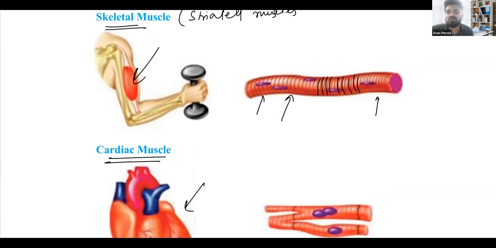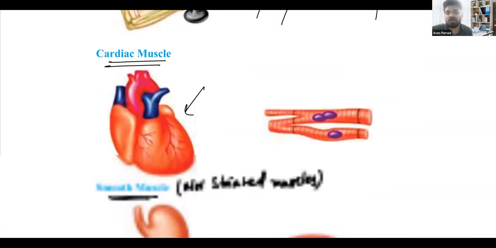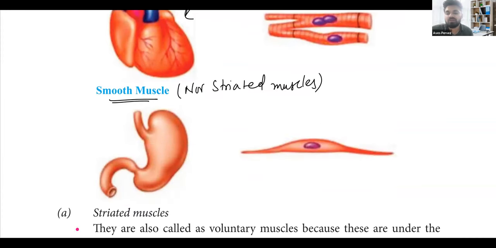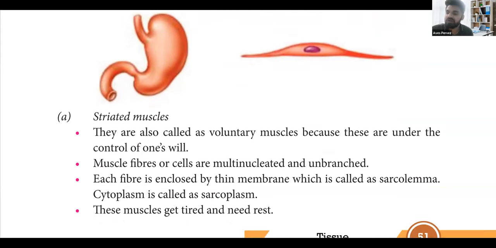Okay, so that's why it is called striated, because it is going to have some stripes, like dark bands. Cardiac is in between striated and non-striated. And this one, we can simply say, is non-striated muscle. Okay, got it. So first of all, if I talk about striated muscles, meaning they have stripes, they are also called skeletal muscles, and also called voluntary muscles.